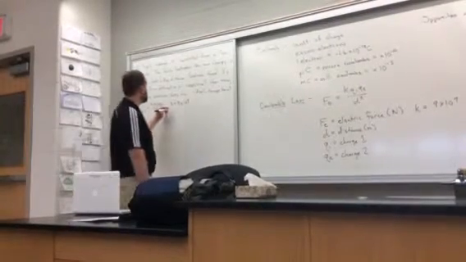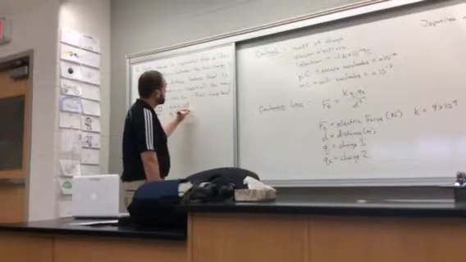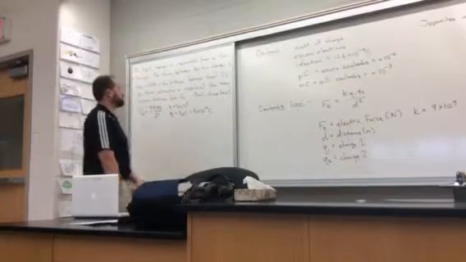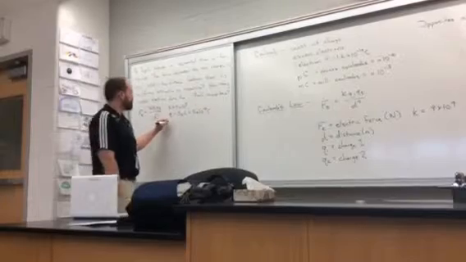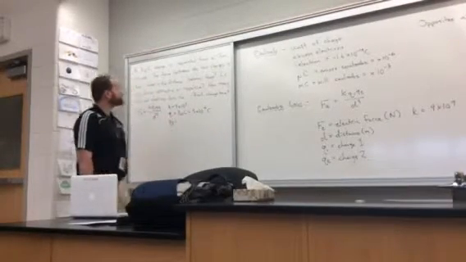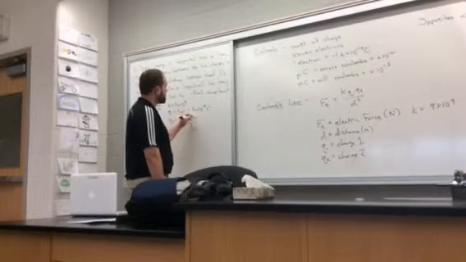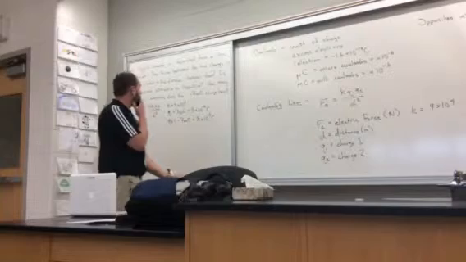Charge 1 is 3 microcoulombs, which is 3 times 10 to the negative 6 coulombs. Micro means times 10 to the negative 6. What's charge 2? You got it. Negative 7 millicoulombs, 7 times 10 to the negative 3rd coulombs.